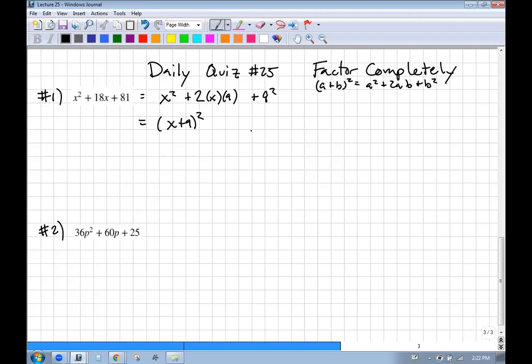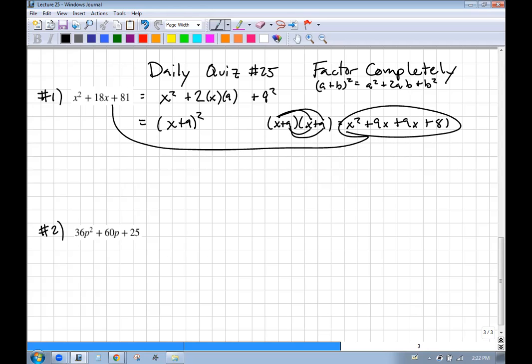Of course, you could check your work, right? If you have x plus 9 times x plus 9, you have the x squared. You have a 9x. We have another 9x. And we have a 9 times 9, which is the 81. And this adds up to that.